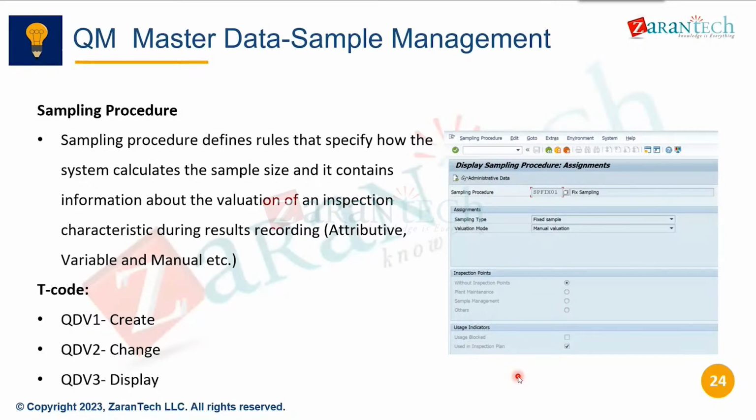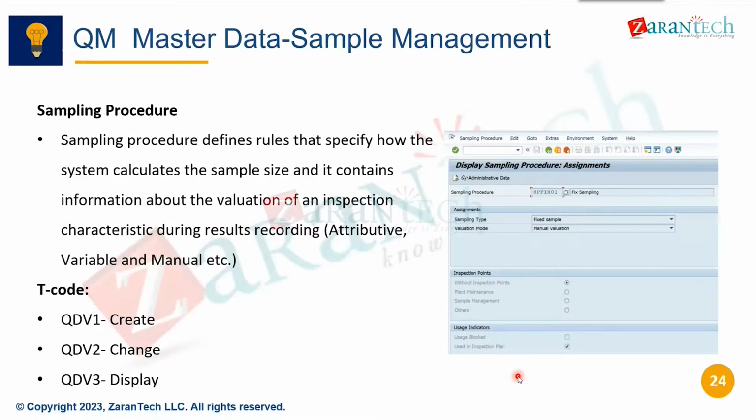Whether you need to have a manual valuation, or an automatic valuation, or an attributive valuation, meaning based on the acceptance or rejection criteria of that characteristic, it will automatically evaluate as rejected or accepted. This kind of information will be stored in the sample drawing procedure, and we will see that practically also. But this plays a major role here.